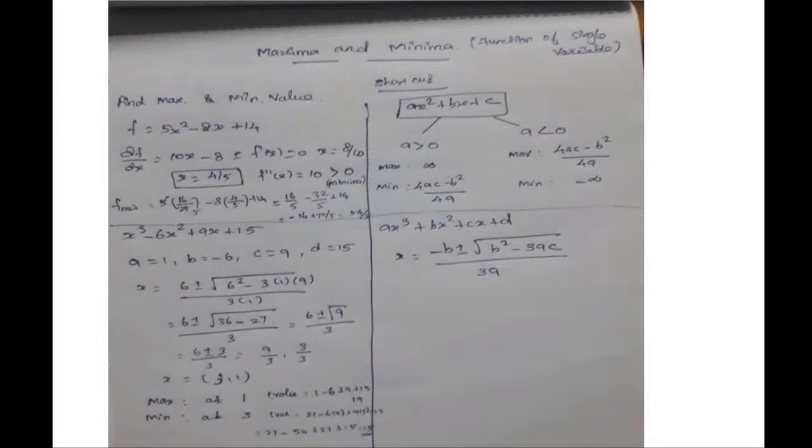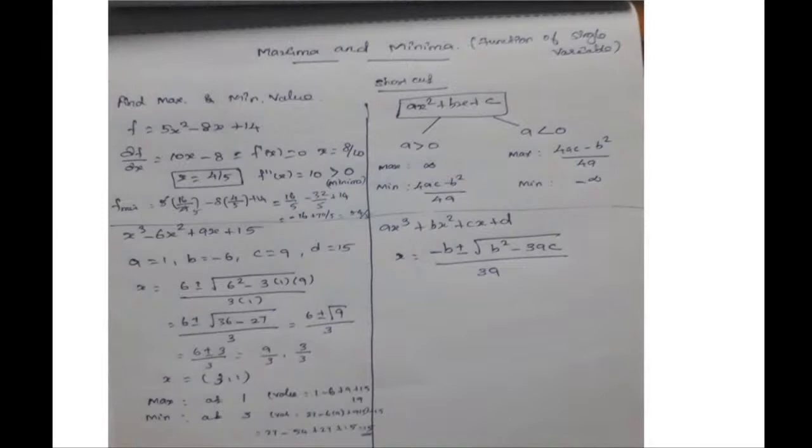Then we have to find the minimum value. First we find the minimum point, the point at which the equation will produce the minimum value. This only we calculated. For finding the minimum or maximum value, we have to substitute the point value in f of x. Now we substitute x is equal to 4 by 5 in f of x: 5 into 4 by 5 the whole squared, minus 8 into 4 by 5, plus 14.